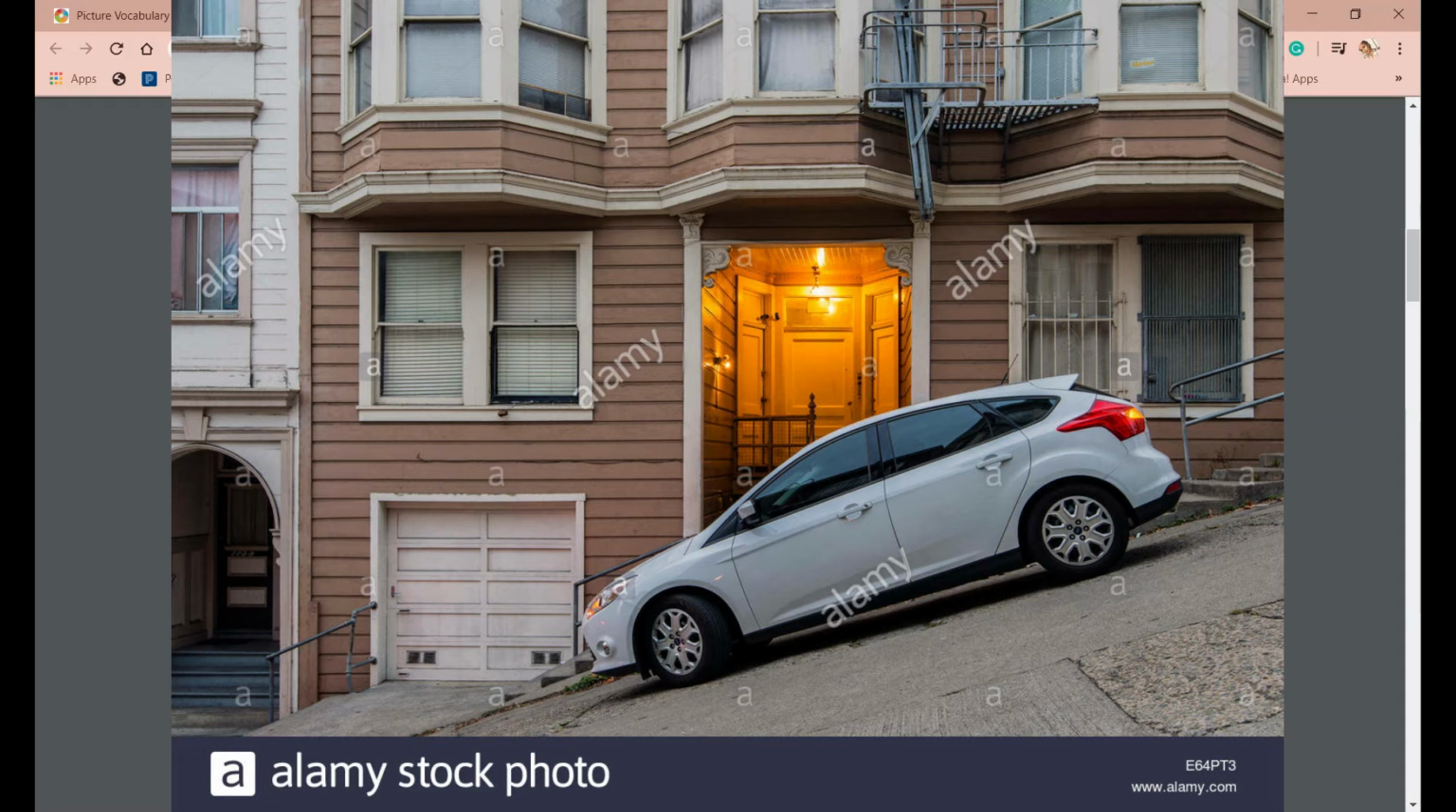So gravity naturally wants to pull that car down the hill, but something's stopping it. What's creating friction? The push of the brake is creating friction, okay?